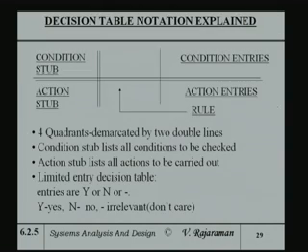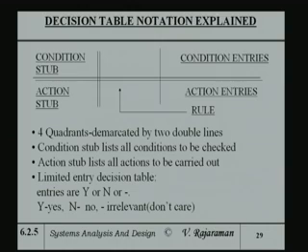So I have summarized that here. There are 4 parts, and the 4 parts are divided by 2 double lines. Just 4 quadrants demarcated by 2 double lines. The condition stub lists all conditions to be checked. The action stub lists all actions to be carried out, and a table is called a limited entry decision table if the answers to the conditions are either yes, no, or dash.